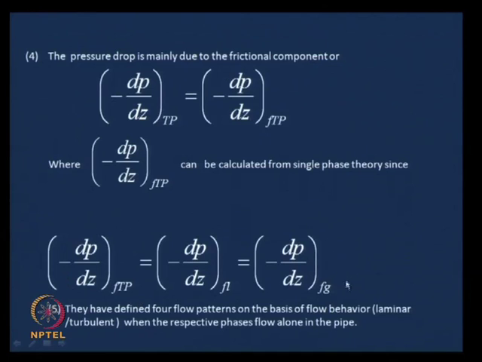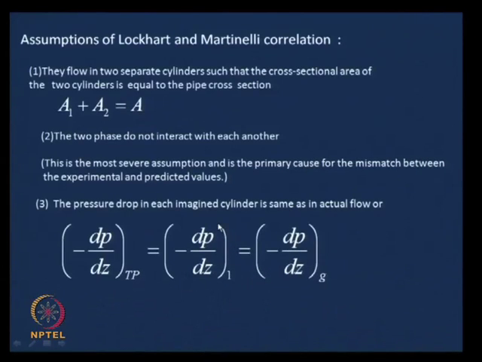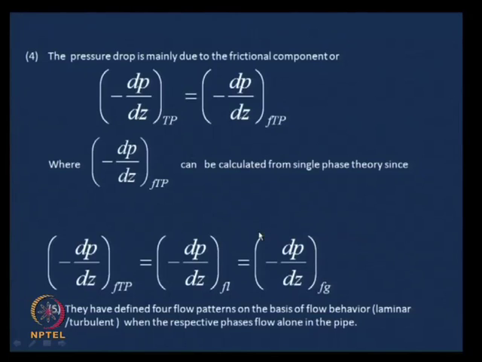So, due to which we can write that the two phase pressure gradient is primarily the frictional pressure gradient. The two phase pressure gradient is equal to the pressure gradient in the liquid cylinder, which is equal to the pressure gradient in the gas cylinder. Combining everything, we can write that the two phase pressure gradient is the frictional pressure gradient, and this is equal to the frictional pressure gradient in the liquid cylinder, which is equal to the frictional pressure gradient in the gas cylinder. So, this is finally what we come to.